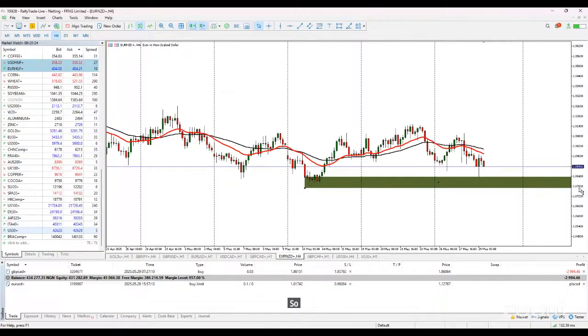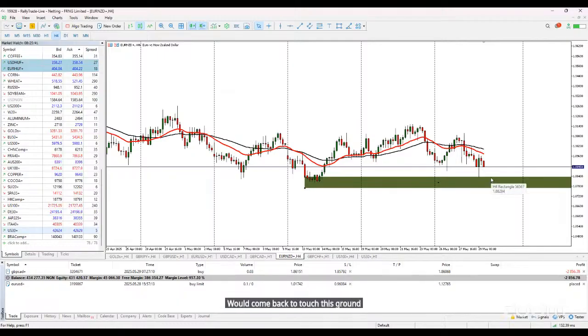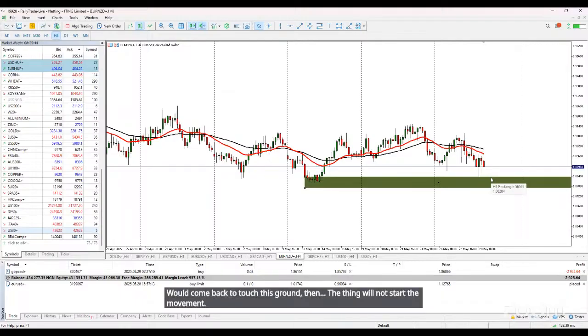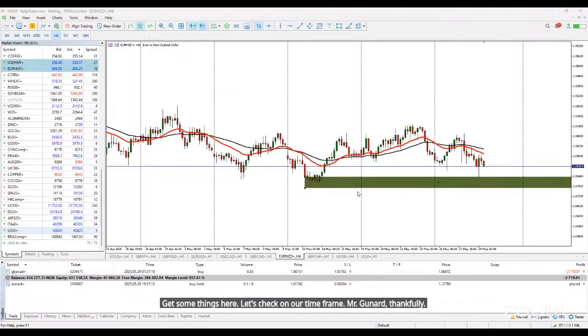So anything we are doing, we have to be very conscious of our stop loss and also be watching the trade. As it stands, I'm envisaging that the market will come back to touch this ground, then the movement will start. That is for Euro NZD, that's New Zealand. But let's check the 1 hour time frame to get some things here. Let's check the 1 hour time frame, okay?